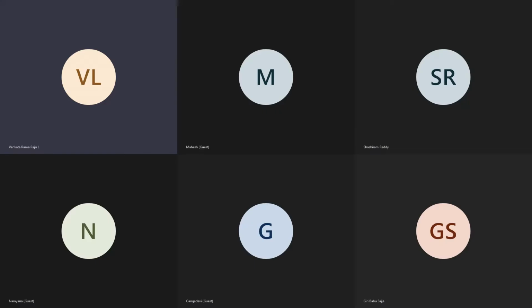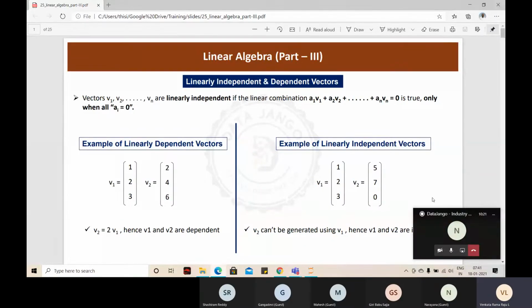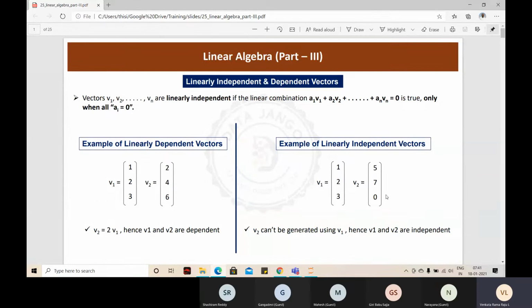So we have seen linear dependence and linear independence last time when we started. If one vector can be generated by multiplying some number with the other vector, we call those two vectors linearly dependent. Correlation 1 is called linear dependence. If there is no correlation, we call it linear independence.